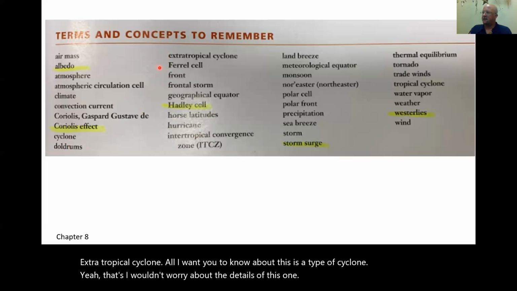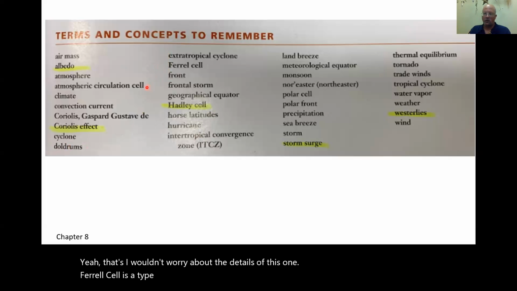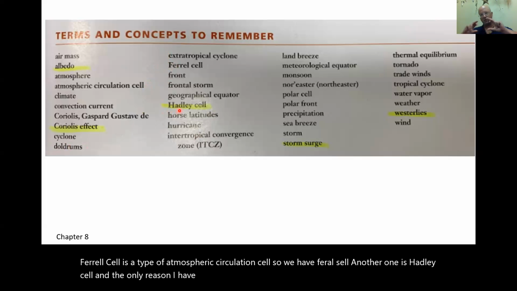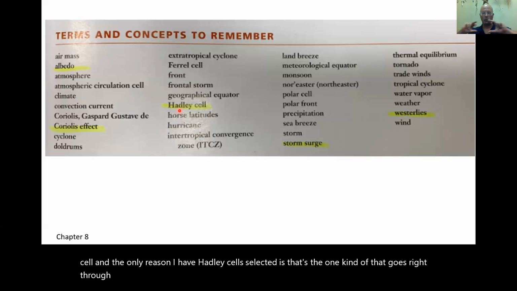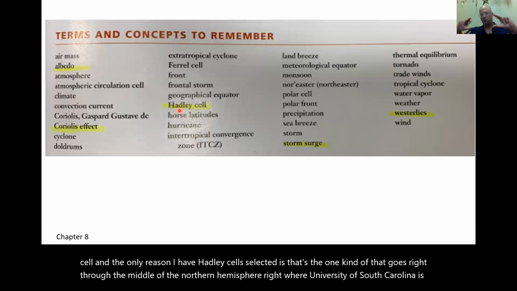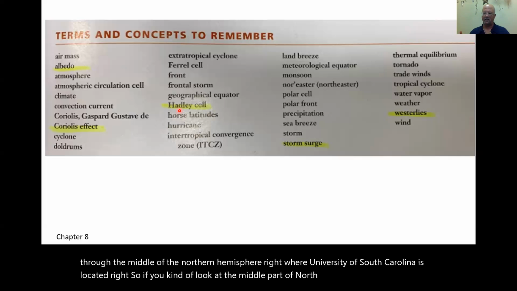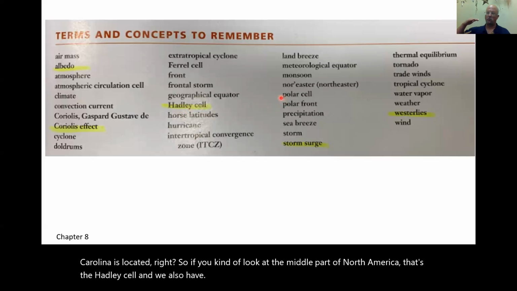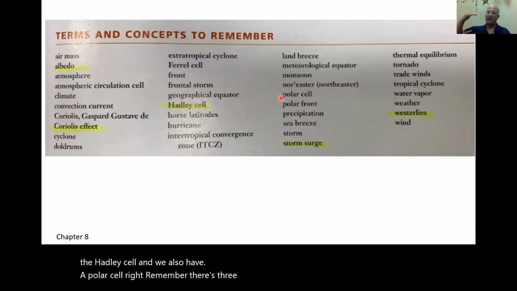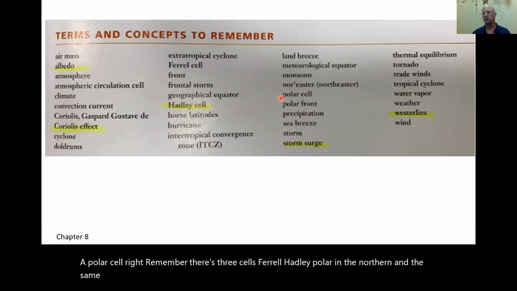Ferrel cell is a type of atmospheric circulation cell. Another one is Hadley cell. The only reason I have Hadley cell selected is that it's the one that goes right through the middle of the Northern Hemisphere, where the University of South Carolina is located, right? If you look at the middle part of North America, that's the Hadley cell. And we also have a polar cell. Remember, there are 3 cells, Ferrel, Hadley, and polar in the Northern Hemisphere, and the same 3, with the same names, in the Southern Hemisphere.